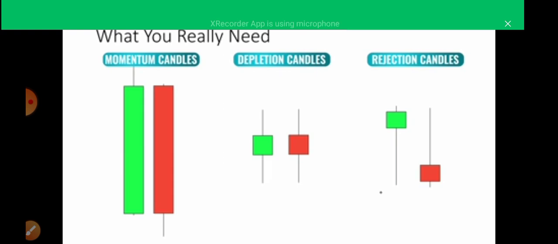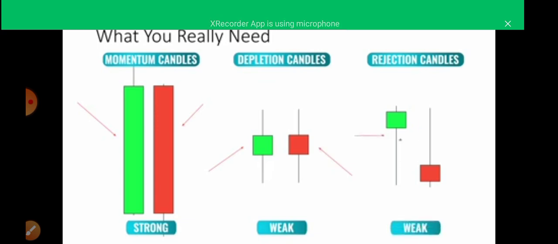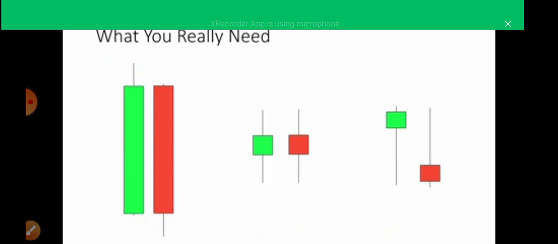Now, these rejection wicks are very important as well for many different phases in the market, but more often than not, you will see these candles start to develop for continuations or reversals. So just to recap, we have here our strong momentum candles, we have our weak depletion candles, and we have our signs of weakness and wick rejections. So let's move on to the next part of the lesson.